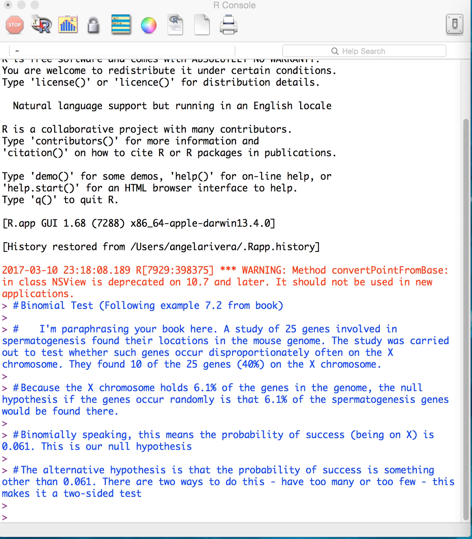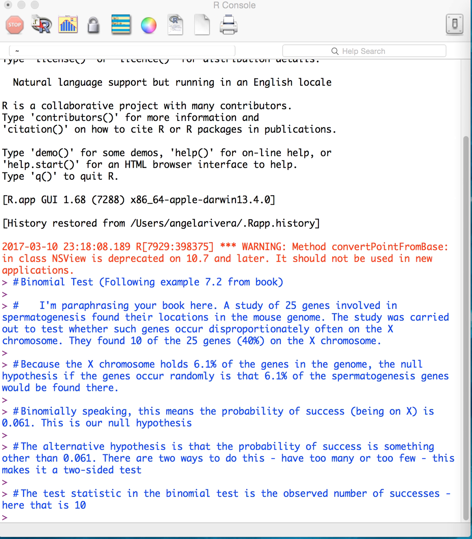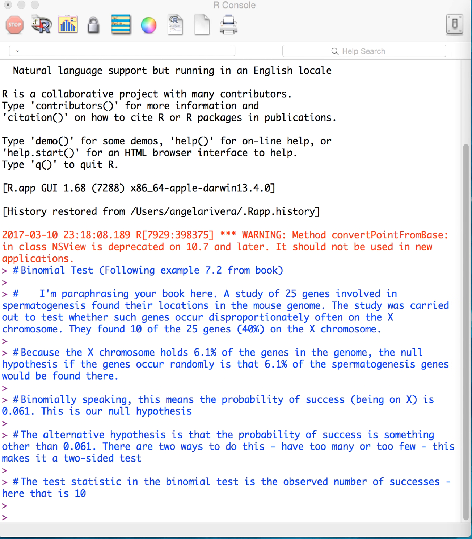All right, so here the test statistic for a binomial test is the observed number of successes. And here the observed number of successes is 10, because remember we classified success as being on the X chromosome. So, as I said before, you've already really done these binomial tests. You just didn't get to the last part, which is figuring out what exactly the p-value for your test would be, because we hadn't yet talked about formulating hypotheses.